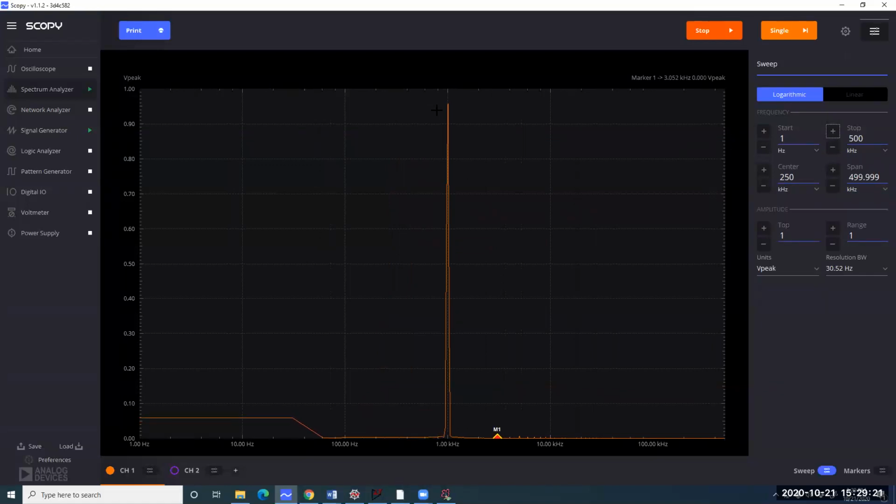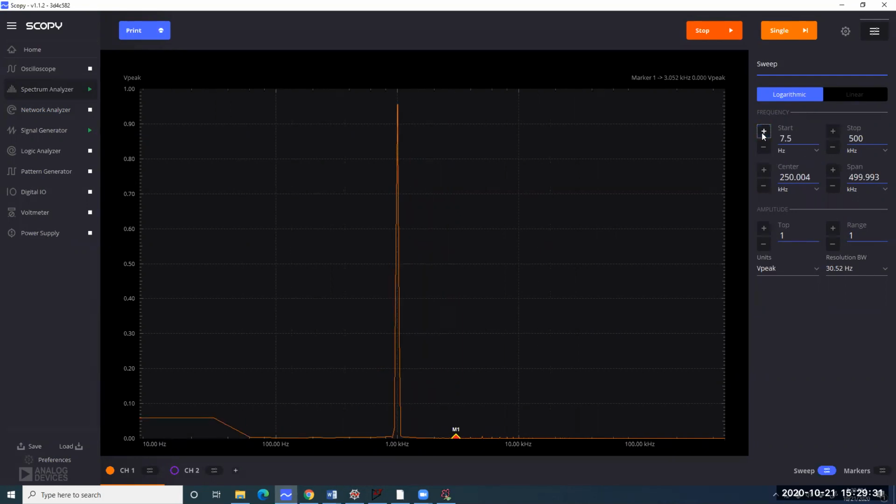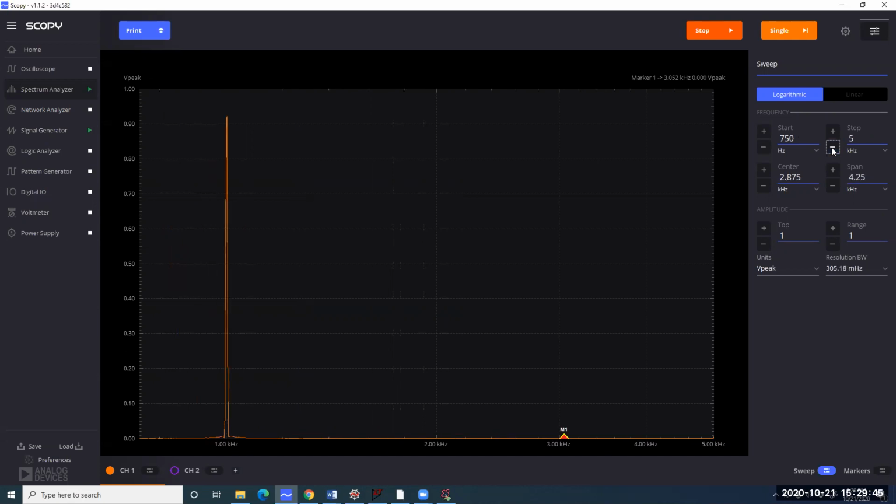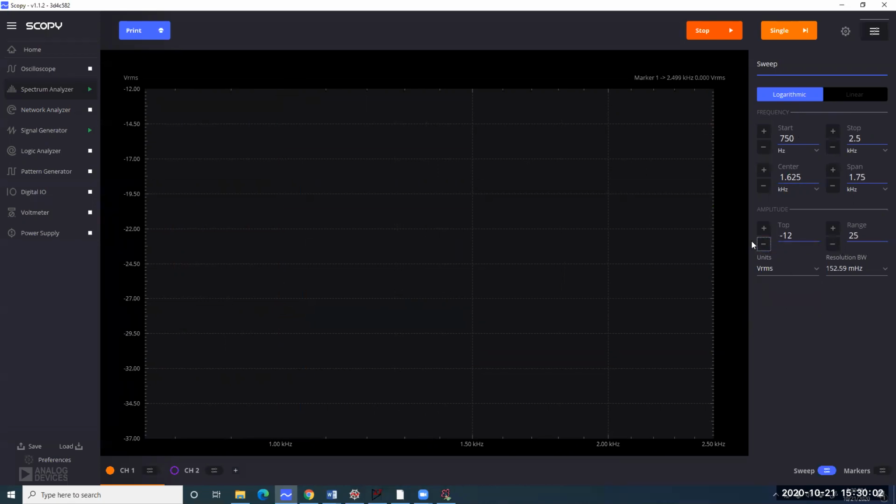But something to notice, right? I should be getting a V peak of 1, but I'm not. And that has to do with resolution. I'm trying to zoom in here. And if I zoom in close enough, I can get it to 1 volt, right? I can also, VRMS should be what, 0.7, oops. All right, but it's not quite.